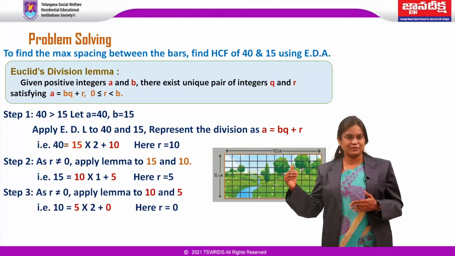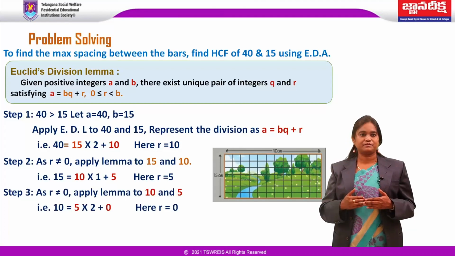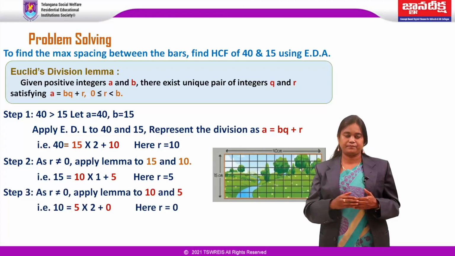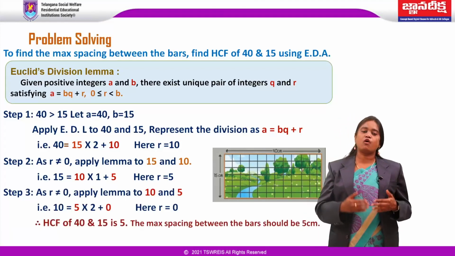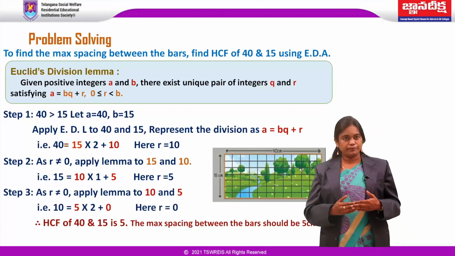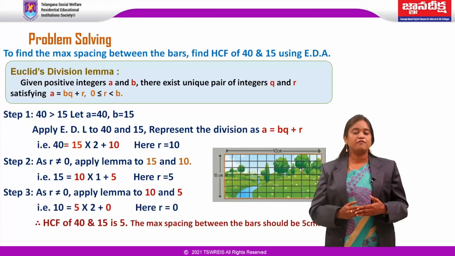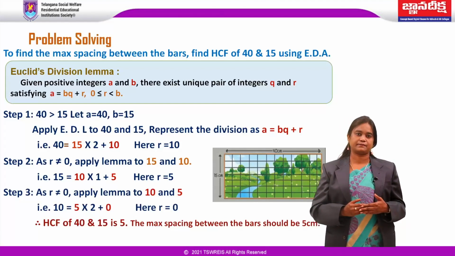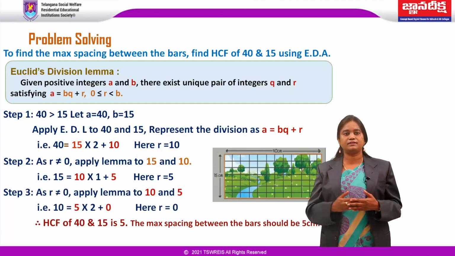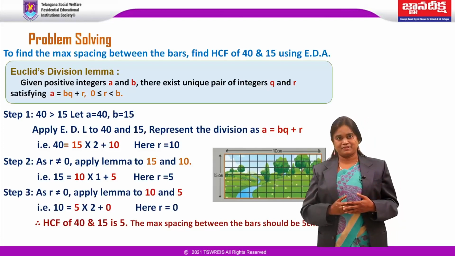Here the remainder is 0. So we cannot proceed any further. The divisor at this stage is the HCF. Hence, the HCF of 40 and 15 is 5. So, the maximum gap between the bars should be 5 centimeters. This is Euclid's division algorithm of numbers. Hope you are clear with the concept.